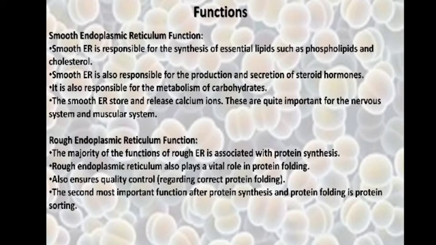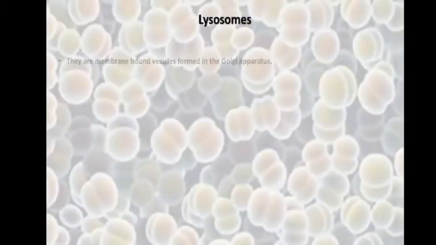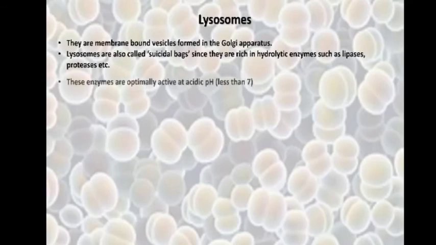And as for the functions of smooth endoplasmic reticulum, it is responsible for the synthesis of essential lipids such as phospholipids and cholesterol. Smooth endoplasmic reticulum is also responsible for the production of steroid hormones. And smooth endoplasmic reticulum stores and releases calcium ions, which are quite important for the nervous system and the muscular system. Now we will discuss lysosome.